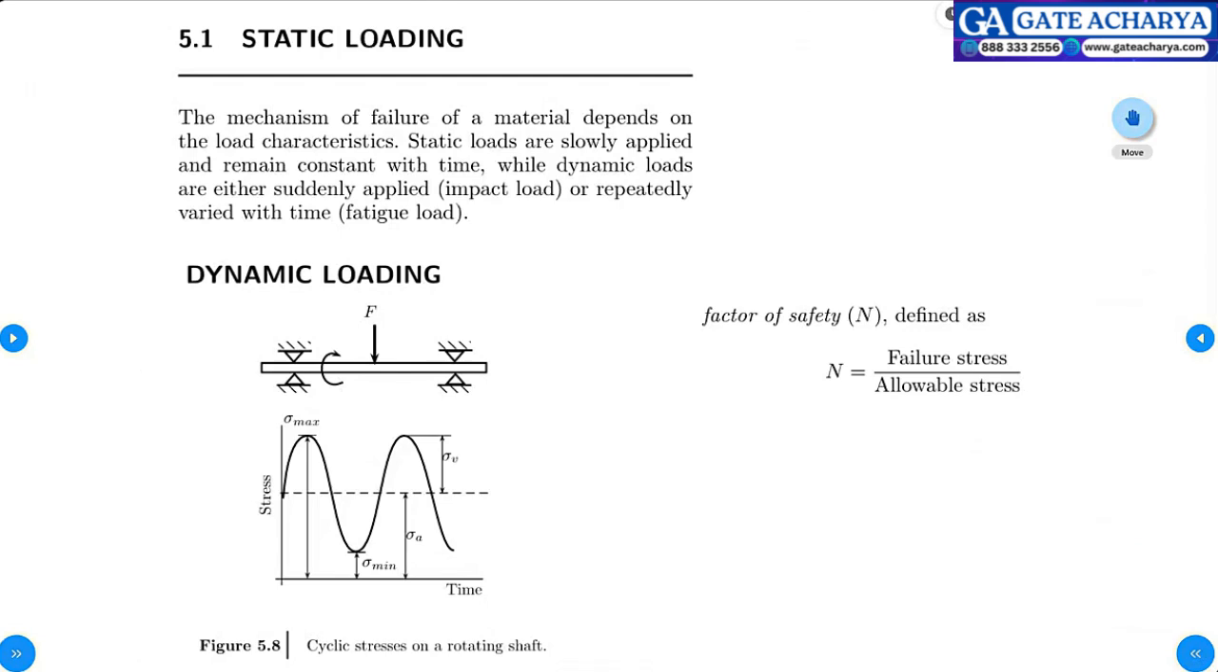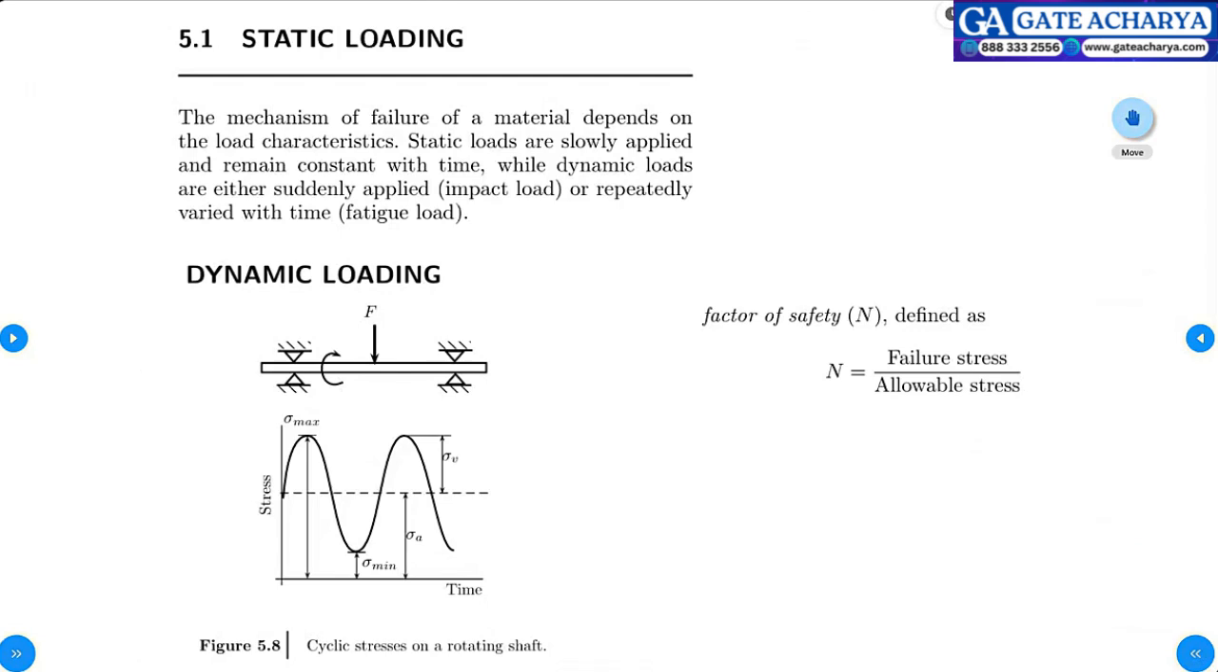So an example of cyclic stresses, fatigue loading, is what I have shown here, a graph between stress and time. We have a minimum value of stress and a maximum value of stress. The intermediate value is nothing but the mean, sigma mean. Then from the mean to the topmost, either the maximum or the minimum, we call it the stress amplitude. So this is an example of a cyclic stress acting on a rotating shaft. This is an example of dynamic load.